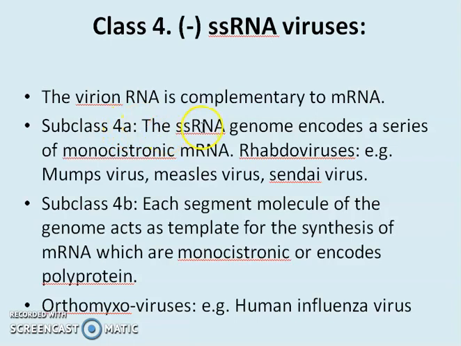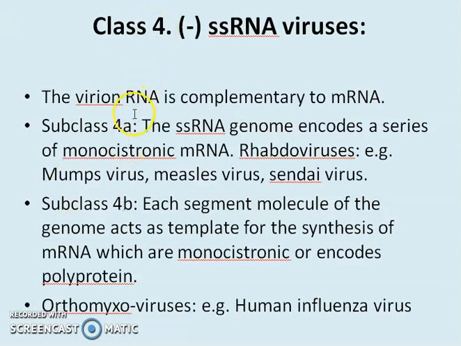Here in 4A, the single-stranded RNA genome encodes a series of monocistronic mRNAs. That is, this RNA genome produces monocistronic mRNA, having a single cistron. Examples include rhabdoviruses, mumps, measles, Sendai virus, etc. Whereas in the subclass 4B, each segment molecule of the genome acts as a template for the synthesis of an mRNA which is monocistronic or encodes a polypeptide. That is, here the genome is segmented, and this segmented genome acts as a template for the synthesis of mRNA, which is also monocistronic in nature, and codes for a polypeptide.